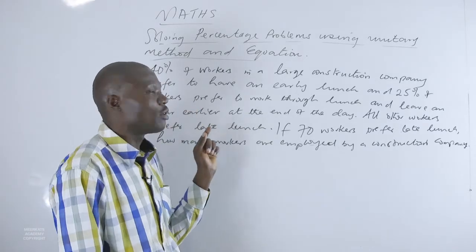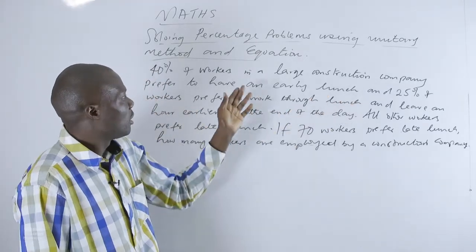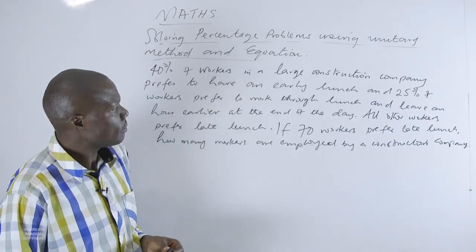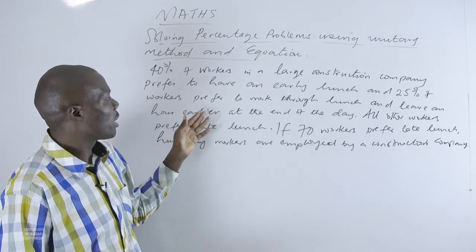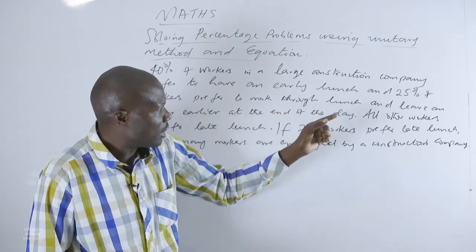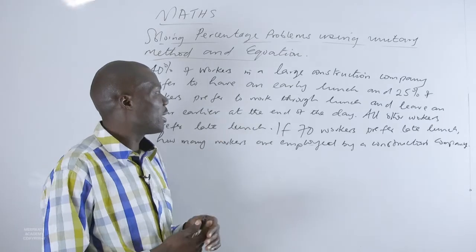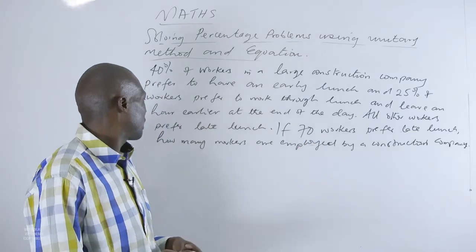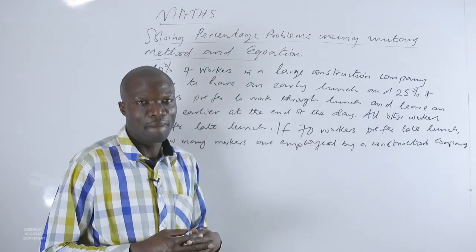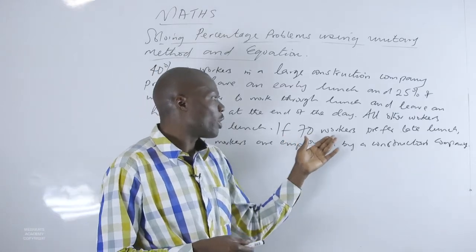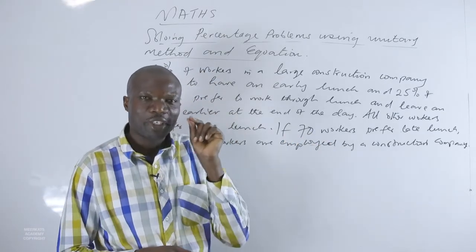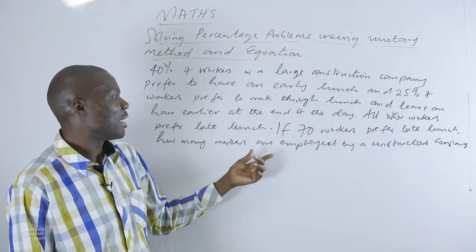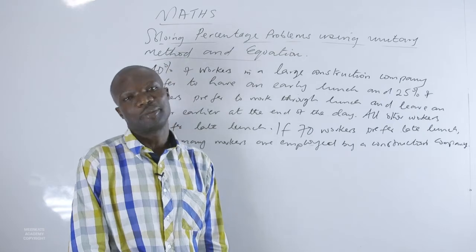40% of workers in a large construction company prefer to have early lunch. 25% of workers prefer to work through lunch and leave 1 hour earlier at the end of the day. All the other workers prefer late lunch. If 70 workers, not percent this time, prefer late lunch, how many workers are employed by the construction company?